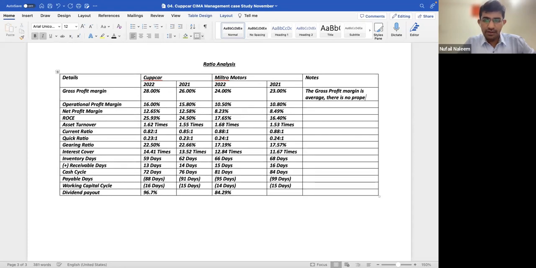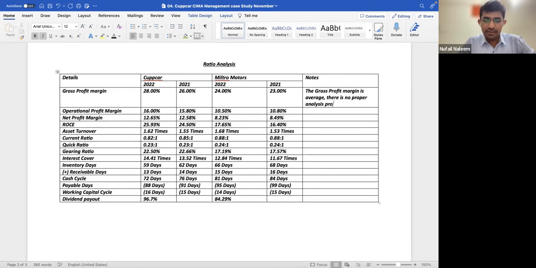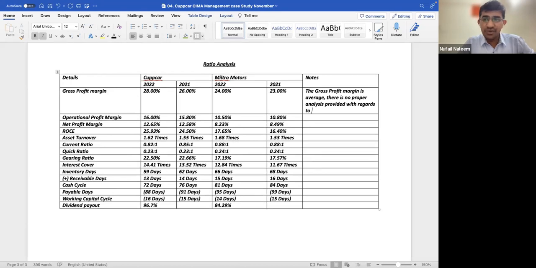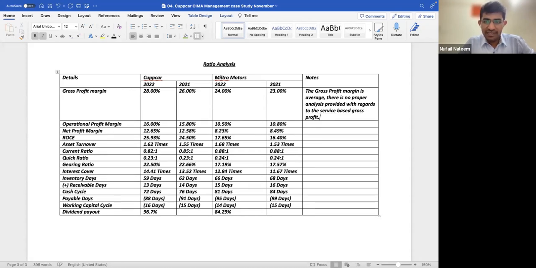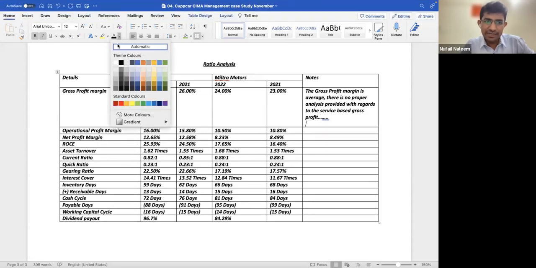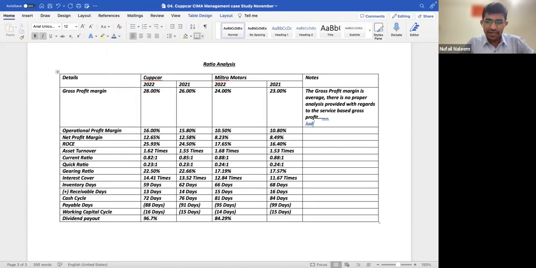There is no proper analysis provided with regards to the service based gross profit. Students, do you agree with me, if I'm not mistaken? That is an issue. So I'll just write down and add the judgment, okay? The judgment, I'll effectively use blue color. So I'll write down our own judgment. We have to judge things.